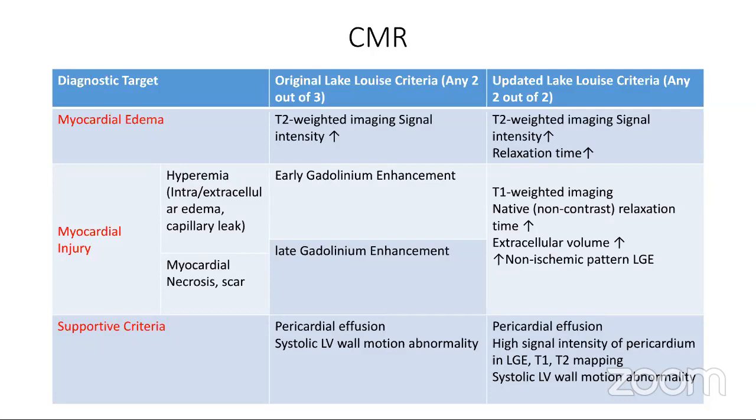In the original Lake Louise criteria, you diagnose by any two out of three. In the updated one, you diagnose myocarditis with two out of two. They give weight to T2 mapping and assessment of myocardial edema, which is more precise, and assessment of extracellular volume by mapping.